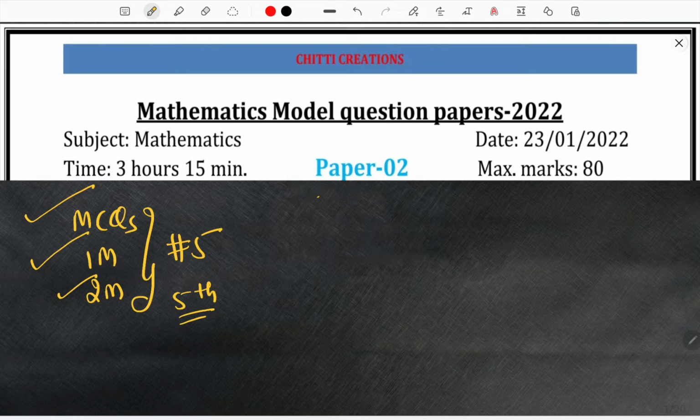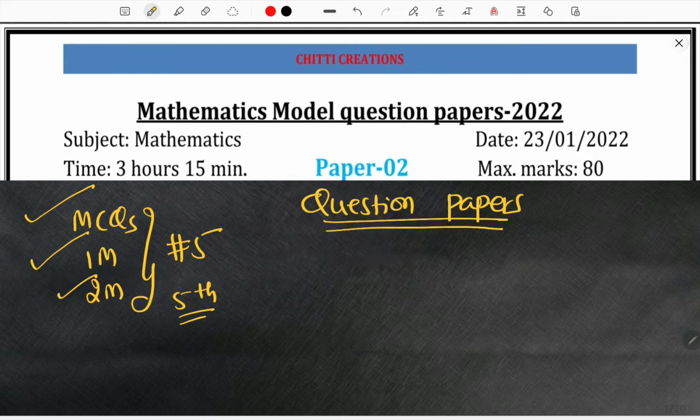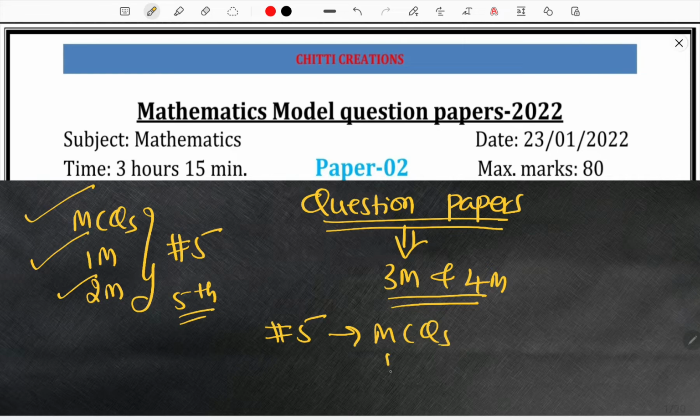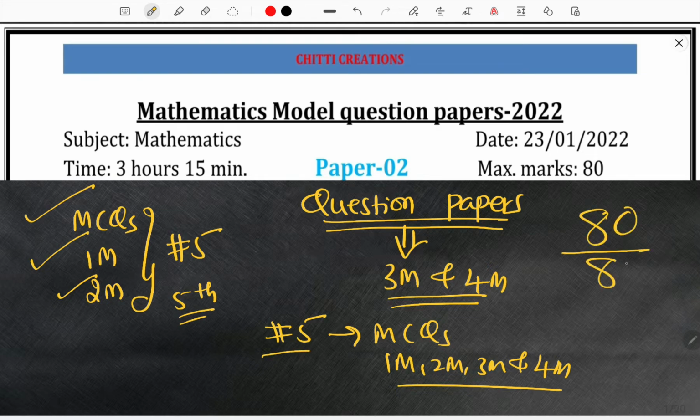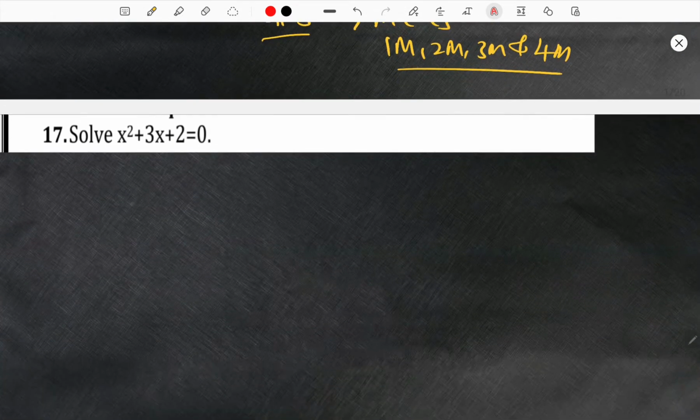I'm insisting all of you to refer to the question papers. The 80-mark question papers you must be referring, then only you will get some idea about the nature of questions. And in this I'll be solving 3 mark as well as 4 mark questions from 5 question papers. All the MCQs, 1 mark, 2 mark, 3 mark and 4 mark are our target, so that you become very perfect and you get 80 out of 80 in your board exams. Then let us get started with the questions here.